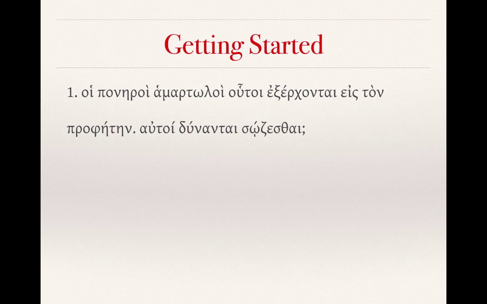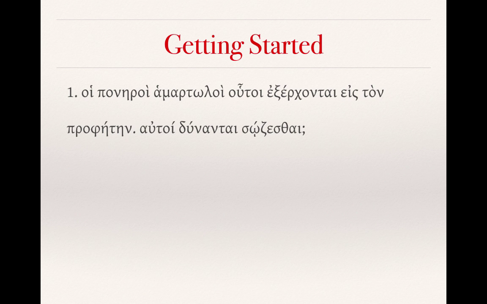All right, so let's get started with one of the practice review exercises. Number 1, hoi ponēroi hamartōloi houtoi exerchontai eis ton prophētēn autoi dunantai sōthēnai. So the first thing that we do when we look at a sentence like this is we want to at least notice the punctuation. We see that prophētēn has a period and that the punctuation mark after sōthēnai indicates that that second sentence is a question.